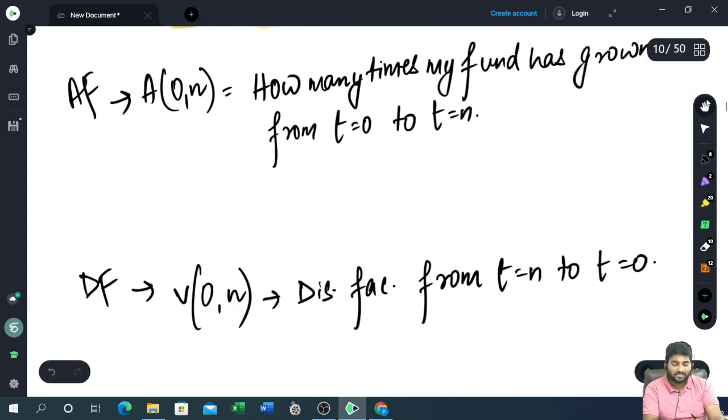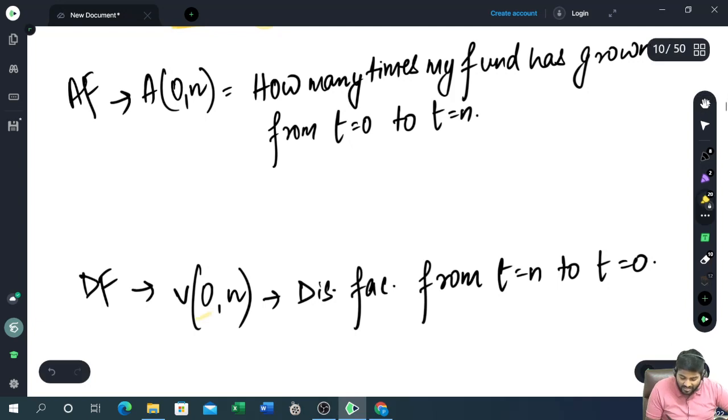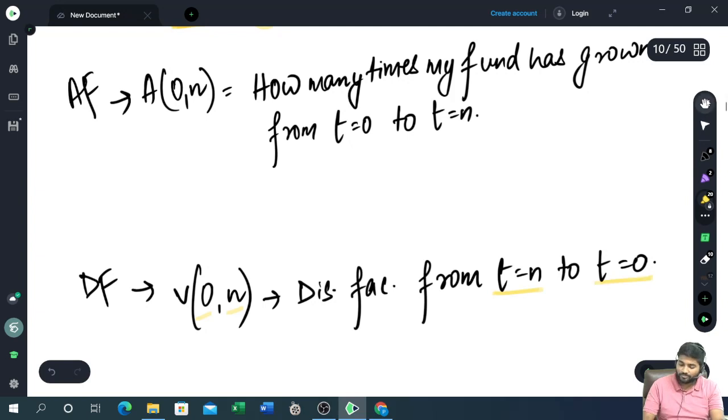Accumulation factor is how many times my fund has grown from time 0 to N. Discounting factor, when we use the notation, it is 0 to N only. But does it really mean 0 to N? No. It means from N to 0. Okay. From N to 0.